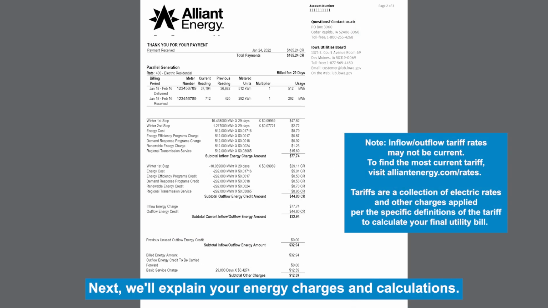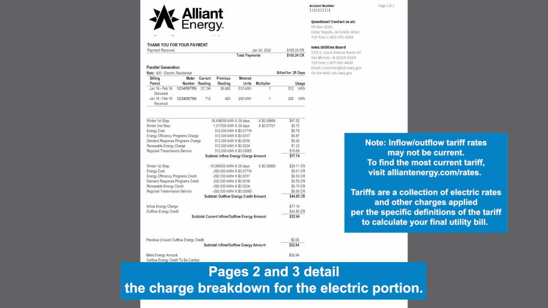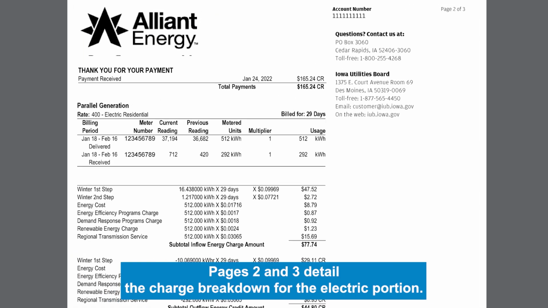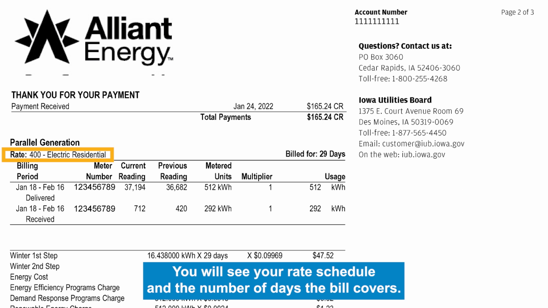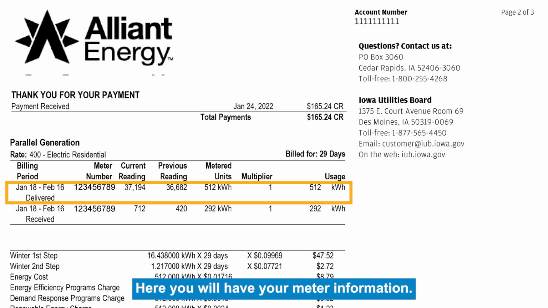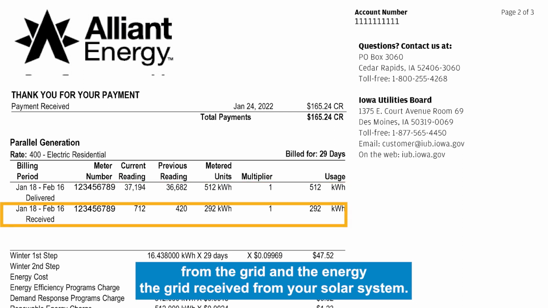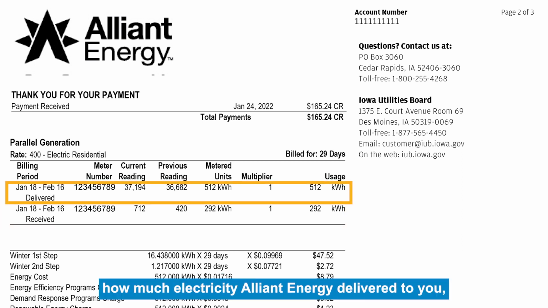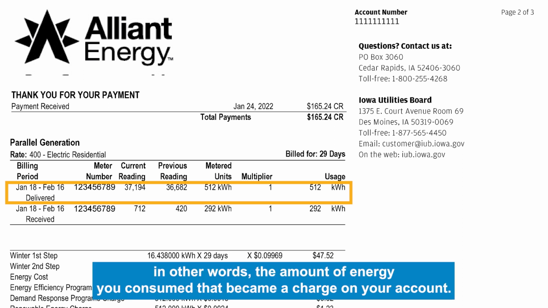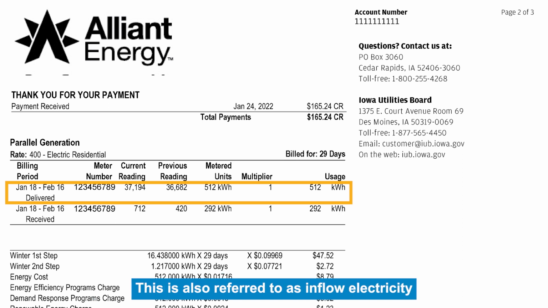Next, we'll explain your energy charges and calculations. Pages 2 and 3 detail the charge breakdown for the electric portion. You will see your rate schedule and the number of days the bill covers. Here you will have your meter information. This shows the energy delivered to you from the grid and the energy the grid received from your solar system. The delivered portion identifies how much electricity Alliant Energy delivered to you. In other words, the amount of energy you consumed that became a charge on your account. This is also referred to as inflow electricity that flows into your home from the grid.